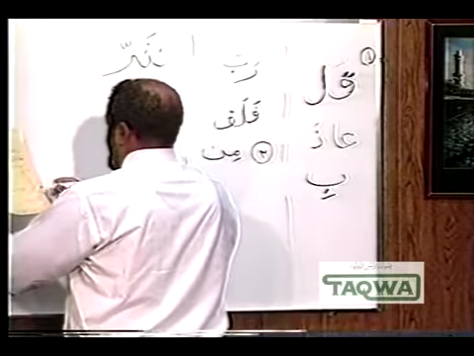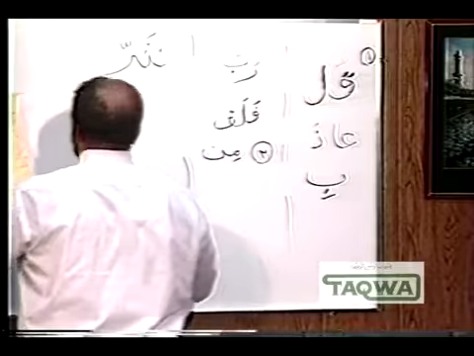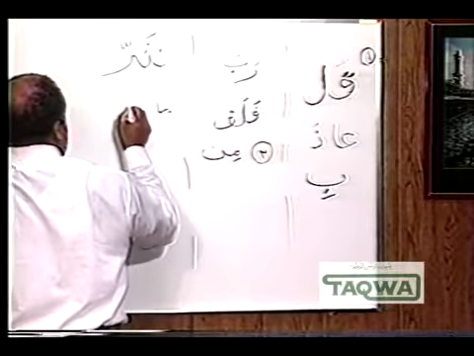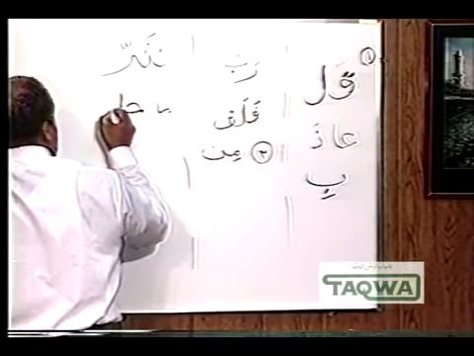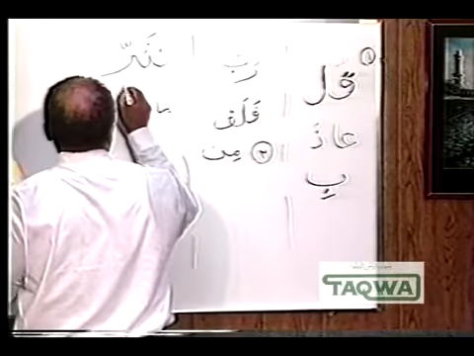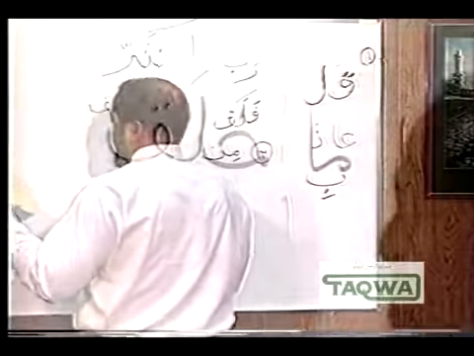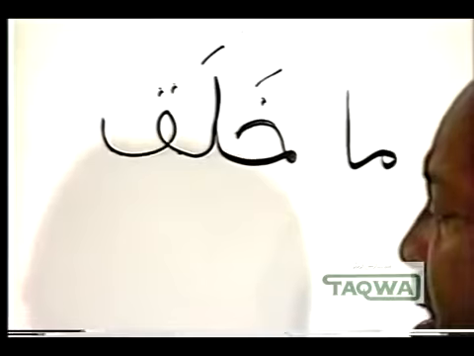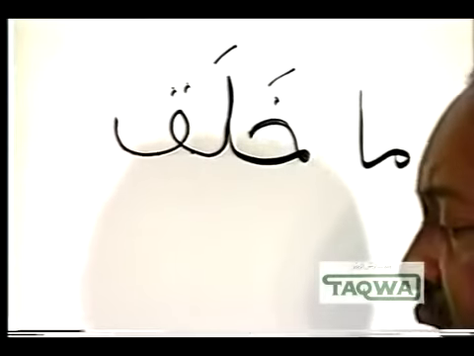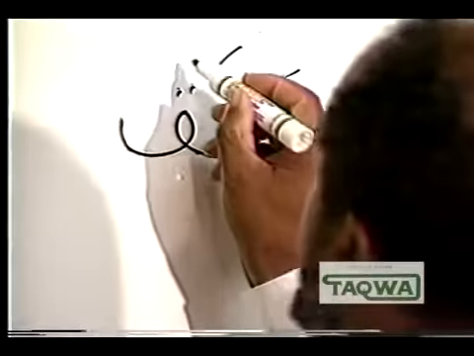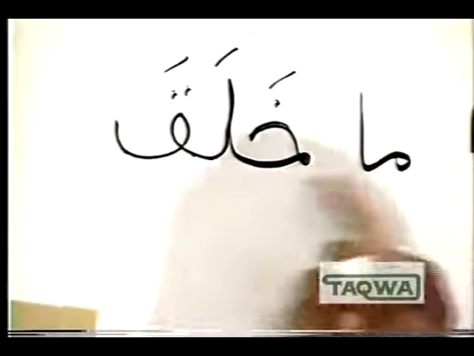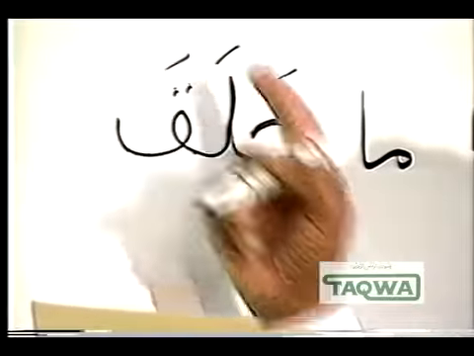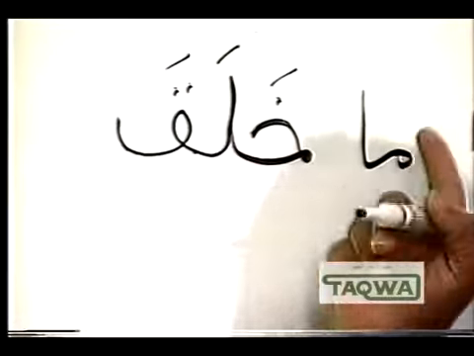Min shar, that's shar, and then we have khalaq. We're going to put two words together, ma khalaq. Actually, the past tense verb is khalaqa. I'll put it here, khalaqa. But when we stop and read, we don't pronounce this vowel. We say ma khalaq, not ma khalaqa.